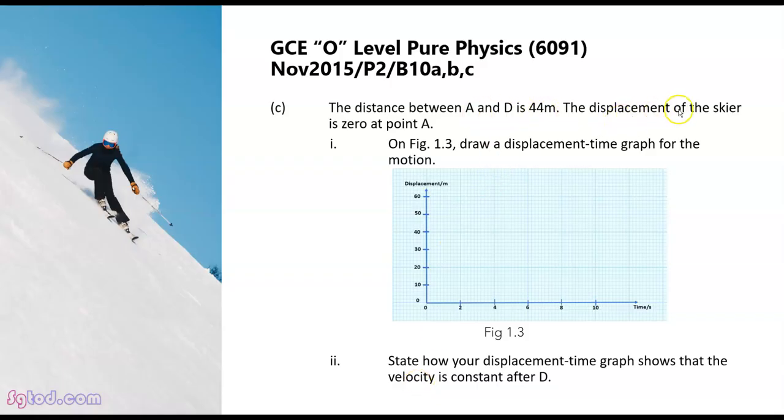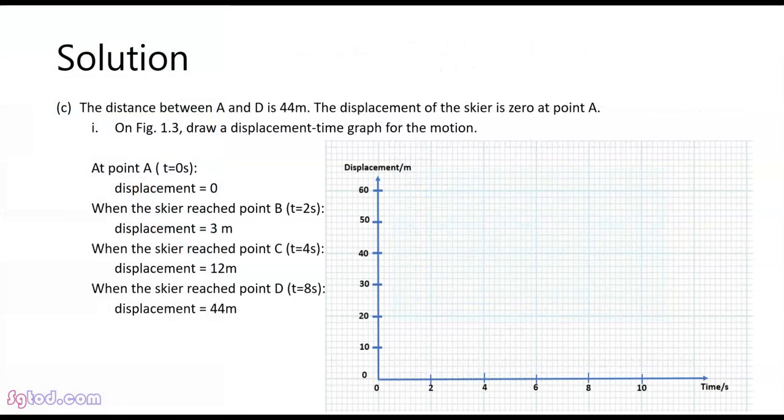Part C. The distance between A and D is 44 meters. The displacement of the skier is 0 at point A. On figure 1.3, draw a displacement time graph for the motion and state how your displacement time graph shows that the velocity is constant after D. Again, pause this video and try it out before proceeding. If you have tried it, compare your answers to this.